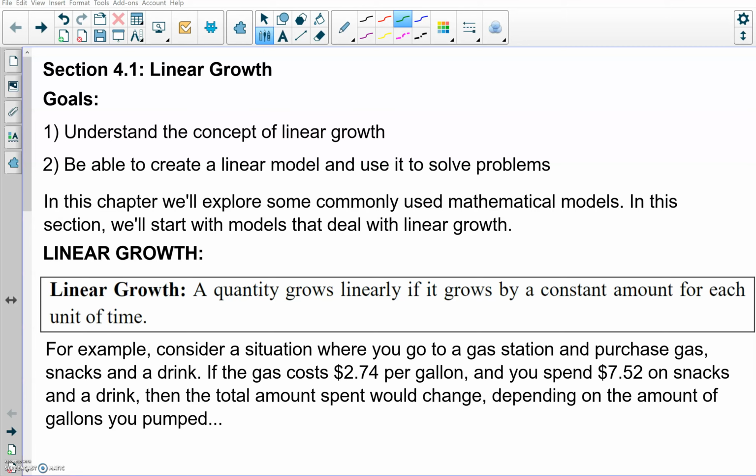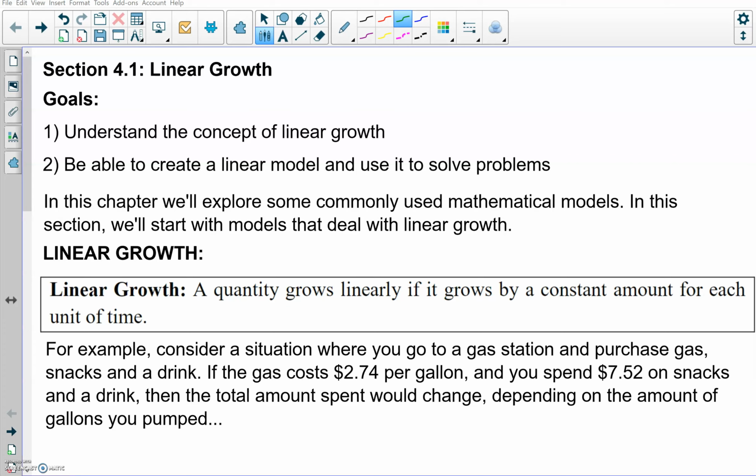So overall, what we're going to look at here are the concepts of linear growth. I want you to understand that. And then the idea of being able to create a linear model and use it to solve problems. I want you to be able to do that. And that's going to be the bulk of what you're doing in this class, in this section, really.